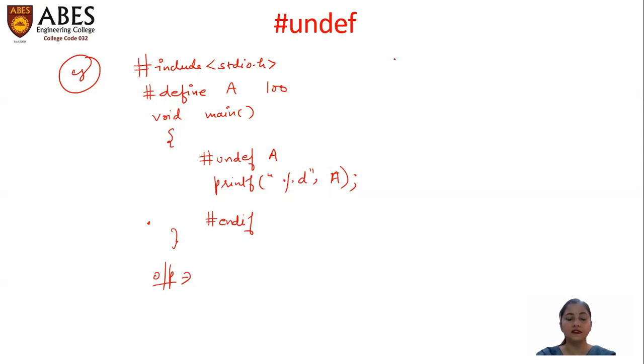So next is #undef. #undef simply undefines a macro. In this example, I have defined a macro A whose value is 100. Now, if I print the value of A, the output must be 100. But before printf, I have written #undef A. It will simply undefine this macro A, and the output will be a compile time error that A is not declared. If #undef had not been here, the output would be 100.